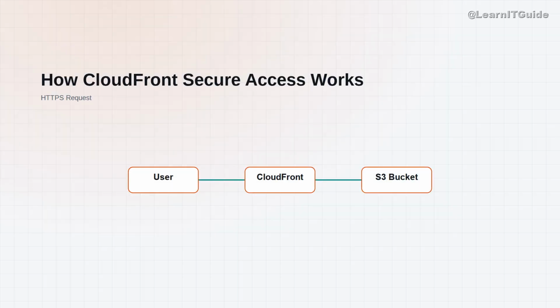So, how does this actually work? When a user requests your site, they hit the CloudFront edge location. CloudFront then fetches the content from S3 using origin access control. The bucket is completely private to the public internet. It only trusts requests coming from a specific CloudFront distribution. This is the gold standard for security.